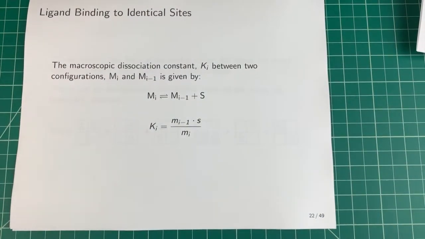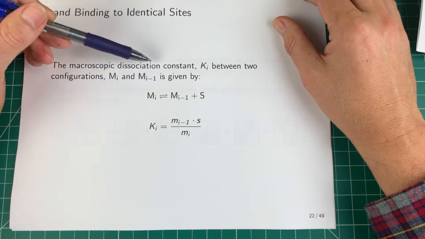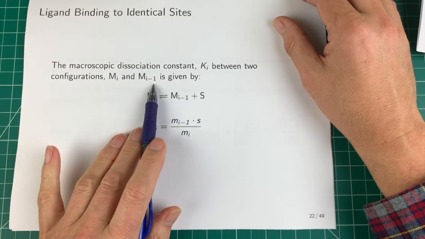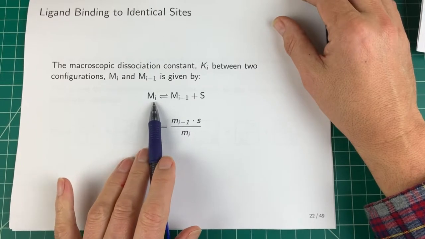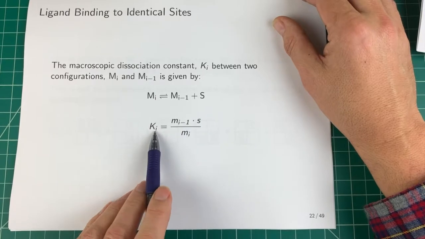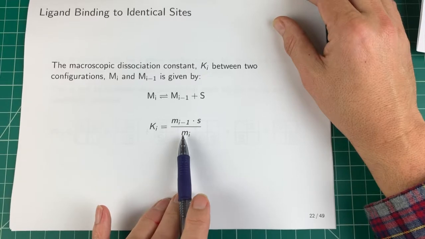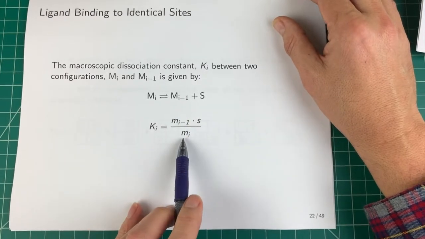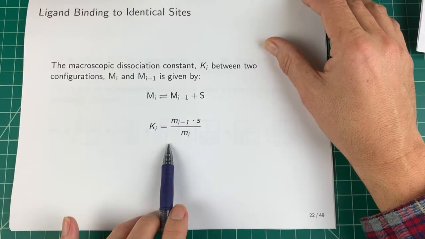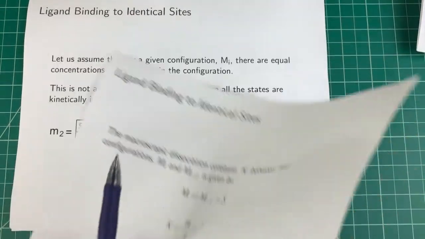Now let's look at the macroscopic dissociation constant, Ki, between two configurations. So if I have two configurations, M1 and M-1, so for example, M1 dissociates into M-1 and ligand S, the macroscopic dissociation constant, of course, is the product of the right side divided by the left side. Okay, so that's the macroscopic dissociation constant for this reaction here, for these two states, M1 and M-1.